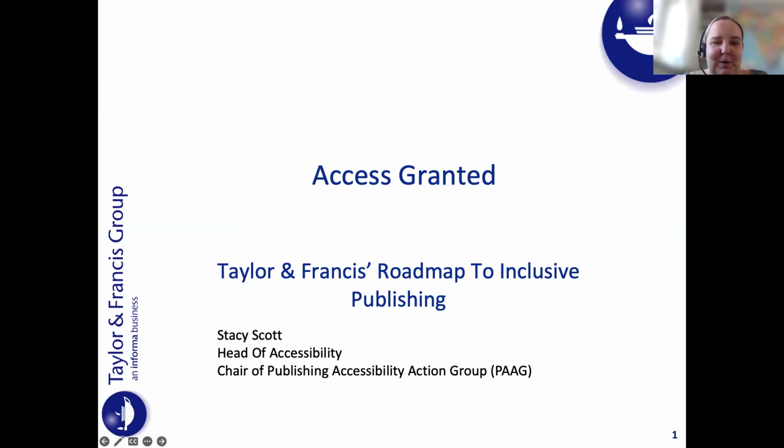Welcome everybody, and thank you to Highwire for having me to speak at this session. So this is Access Granted, Taylor and Francis's roadmap to inclusive publishing. And we like to say inclusive publishing instead of accessible publishing because we want to create products that are inclusive for everybody and steer away from this idea that people with additional reading requirements need something completely different to somebody who does not have any additional reading requirements. Actually, if you make something accessible, fully inclusive, then everybody can enjoy it. Nobody's ever picked up an accessible book and gone, oh, that's awful.